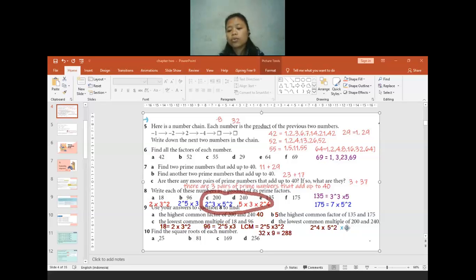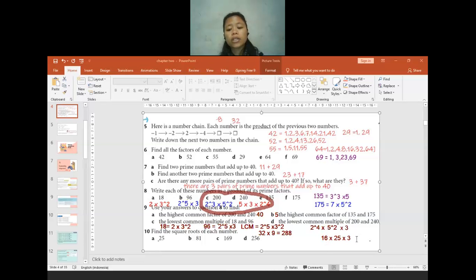After that, we need to calculate 2 to the power of 4 times 5 to the power of 2 times 3. How many will it be? 16 times 25 times 3. How many will it be? Why 3? Because for the LCM, we need to take all the types of number. From 240, it's 5 times 3 times 2 to the power of 4. That's why the number 3 also will be taken.